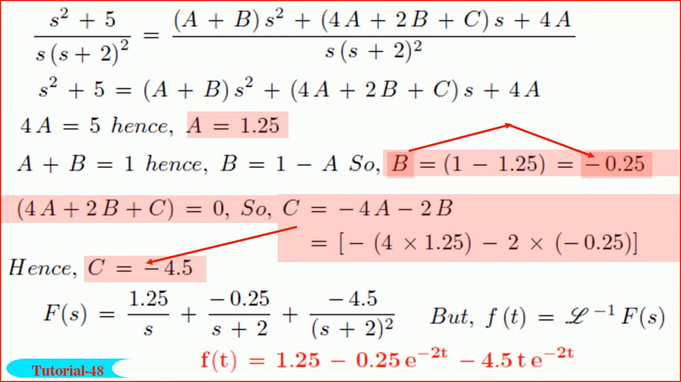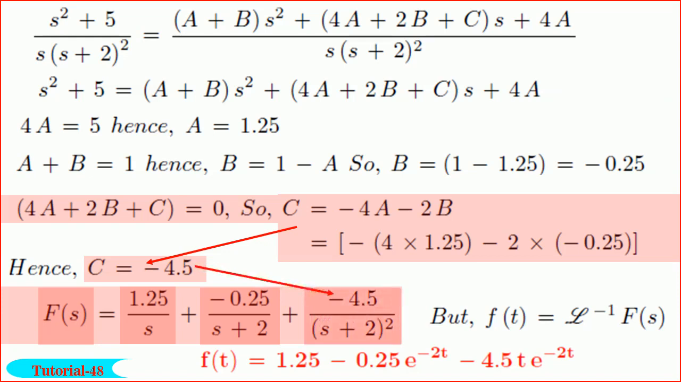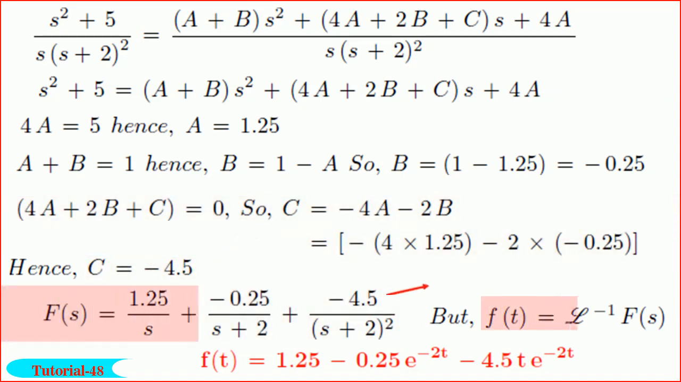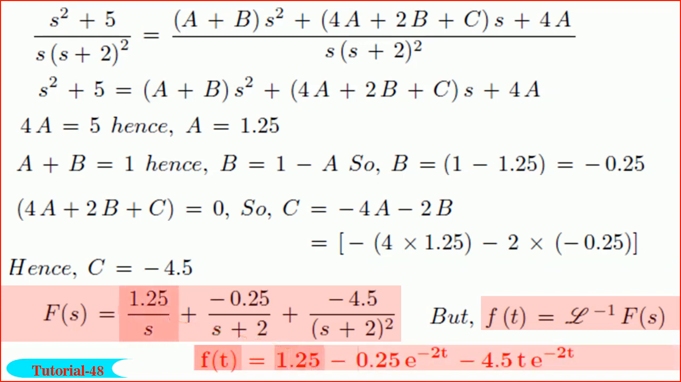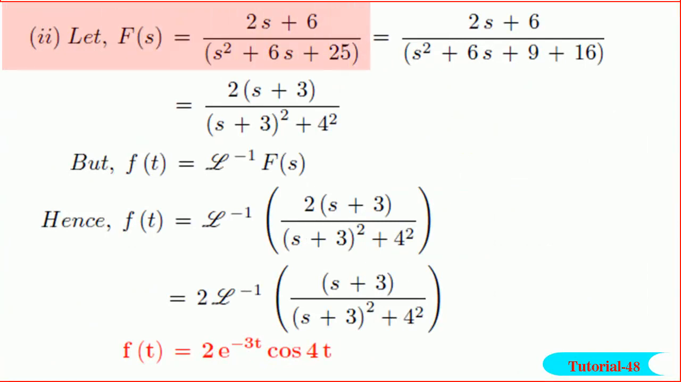Using these values, we can write F of s is equal to 1.25 divided by s plus minus 0.25 divided by s plus 2 plus minus 4.5 divided by s plus 2 whole square. By taking the inverse Laplace transforms of F of s, we get f of t is equal to 1.25 minus 0.25 into e to the power of minus 2t minus 4.5 into t into e to the power of minus 2t. Friends, next we shall take up the second function. Let F of s is equal to 2s plus 6 divided by s square plus 6s plus 25.